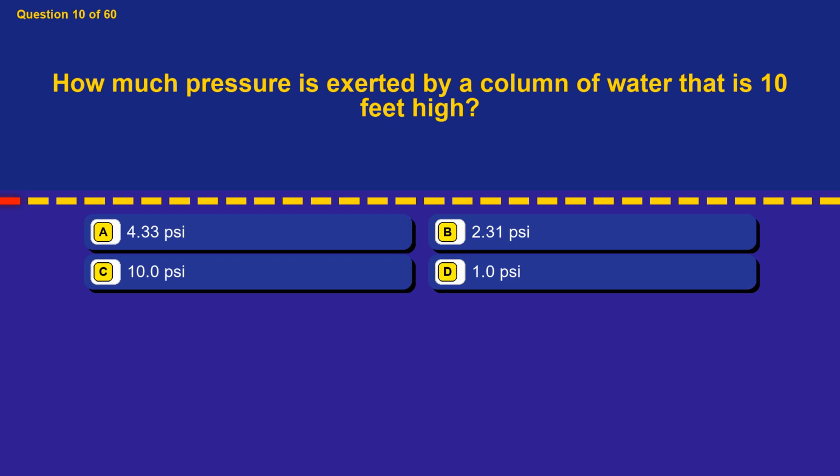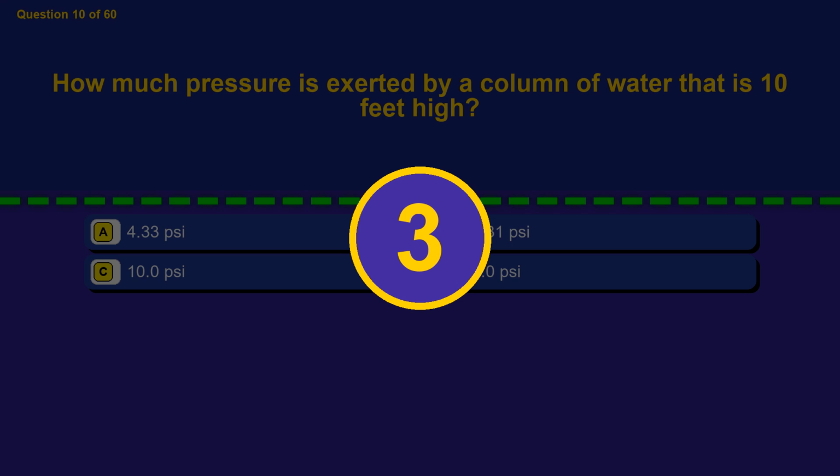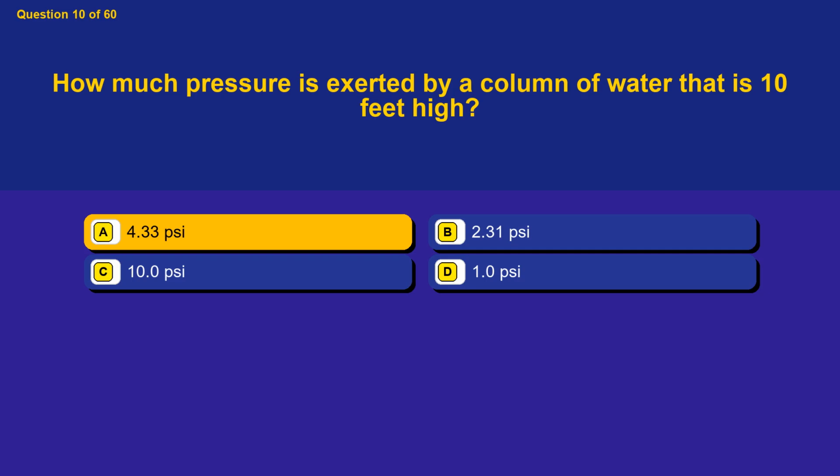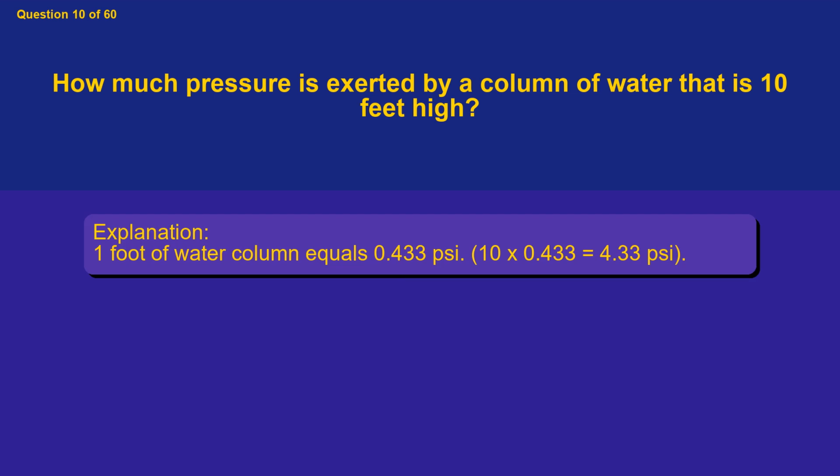Question 10. How much pressure is exerted by a column of water that is 10 feet high? Option A, 4.33 psi. Option B, 2.31 psi. Option C, 10.0 psi. Option D, 1.0 psi. The correct answer is option A, 4.33 psi. 1 foot of water column equals 0.433 psi. 10 x 0.433 equals 4.33 psi.